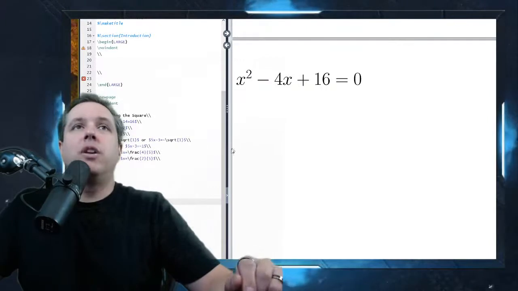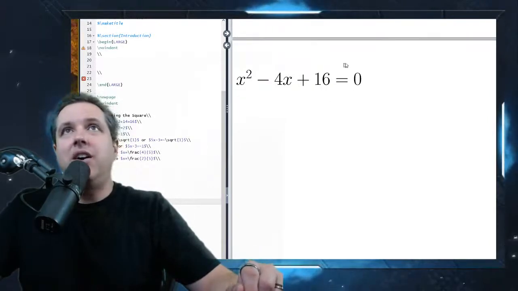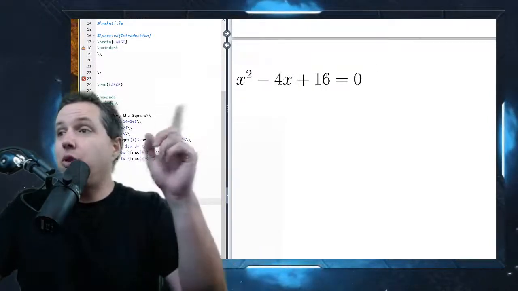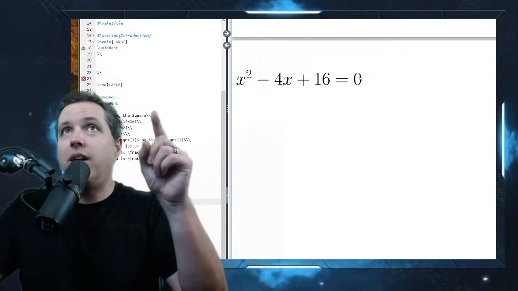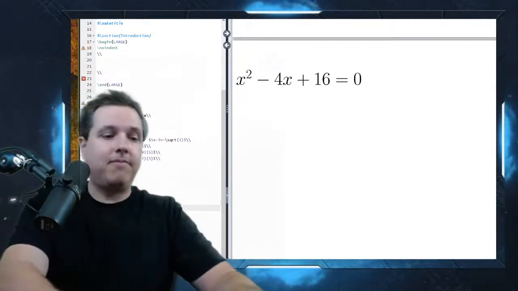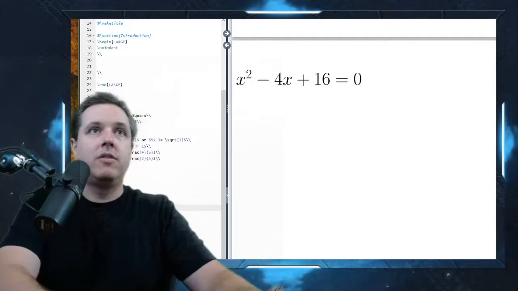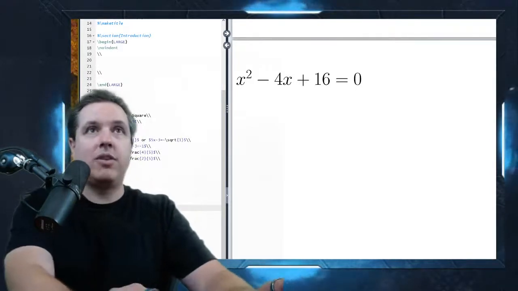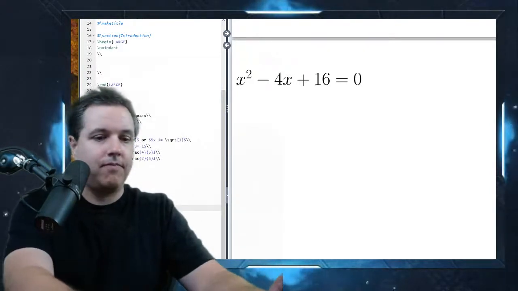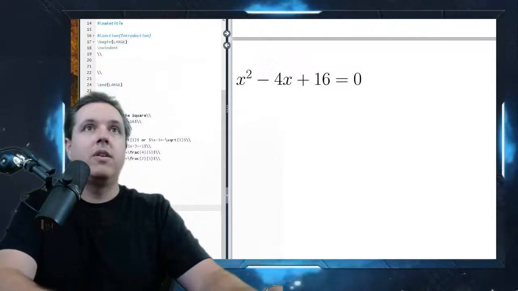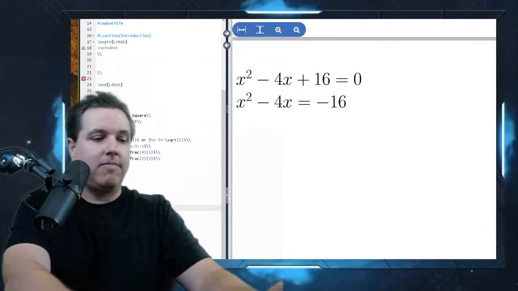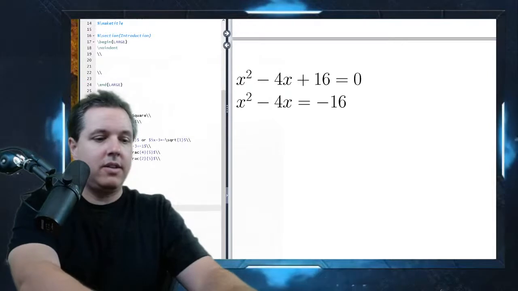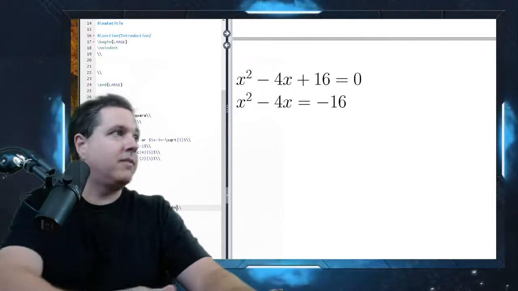So here's what we're going to do. We're going to get the 16 on the side by itself. So remember, for square root property, we want the number on the right side. So I'm going to do that. So step 1, I'm putting the number on the right side. Right, and I can even say, constant on the right.